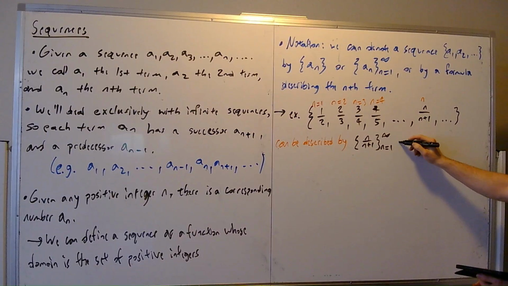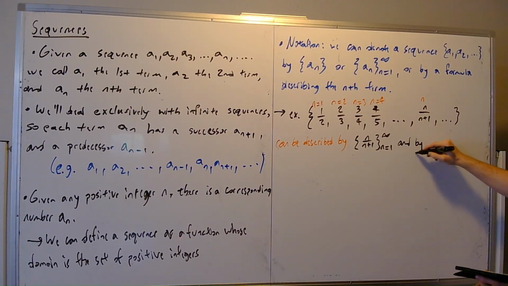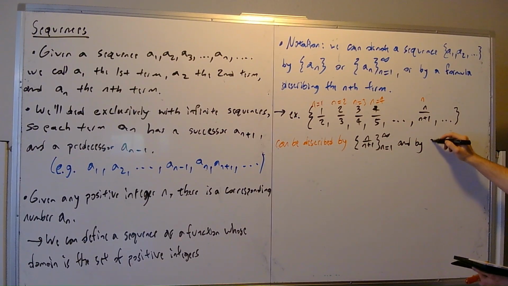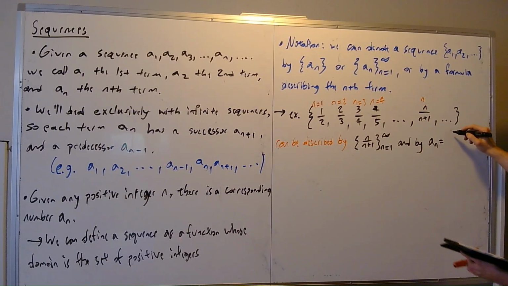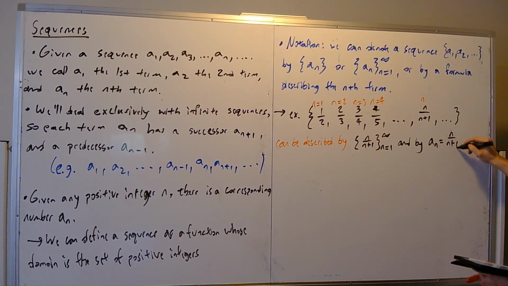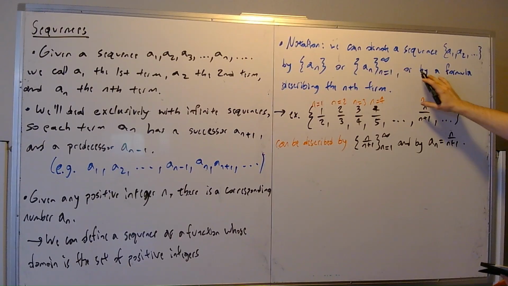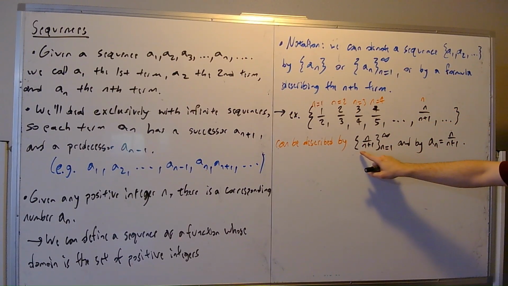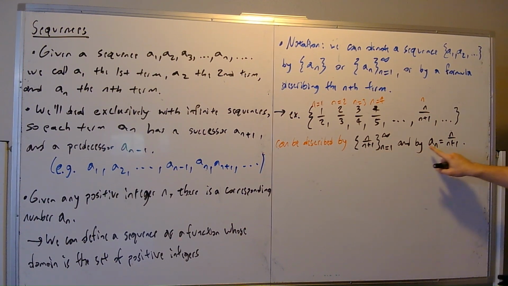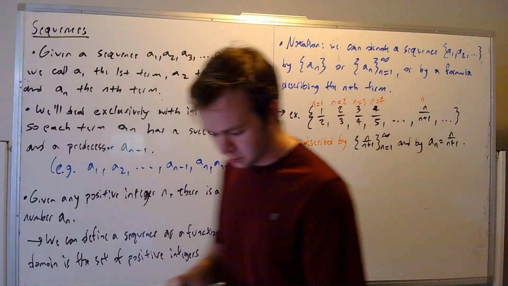And the other way of describing it is a_n equals n over n plus 1. So I said we can alternatively just describe it using the formula for the nth term. We can either describe it using this, or we can describe it using just this formula. They all mean the same thing.